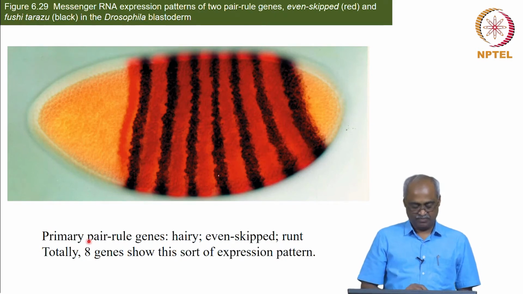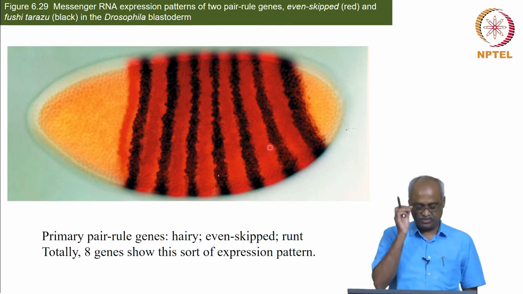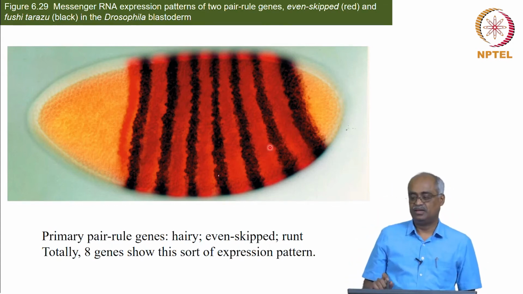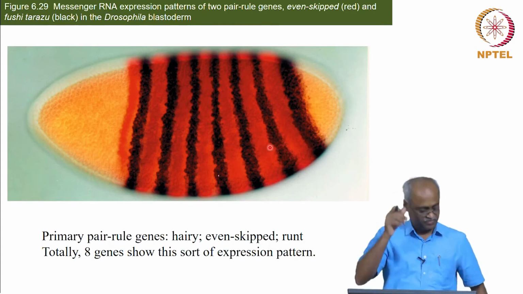Okay. So, the primary ones are hairy, even skipped and runt, and this pattern is actually the even skipped in situ. Okay. So, there are totally 8 of them that show this pattern, and they divide the embryo therefore into that many domains.